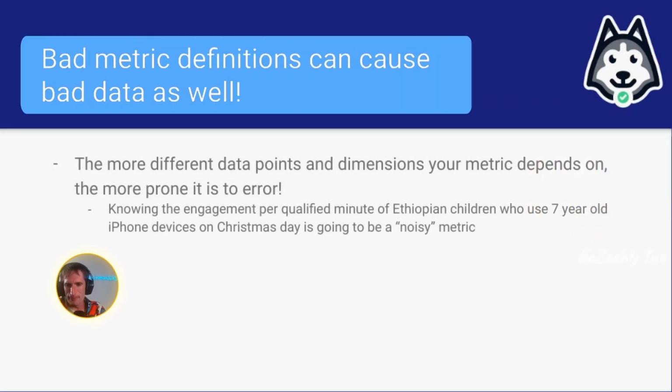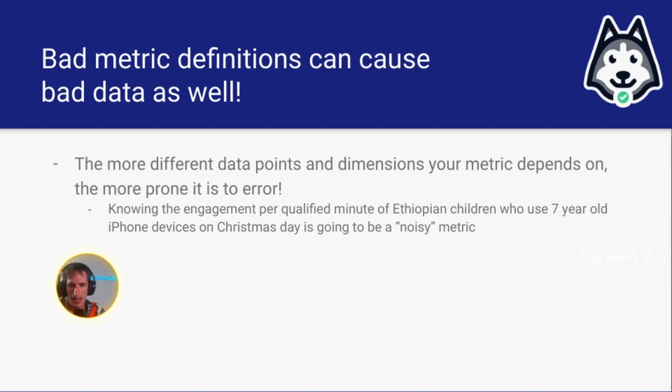So if you have a bad metric definition or you filter down too far, things get noisy. They get very noisy, and you can't do data quality on metric definitions that are too narrow because you get to a point where normality doesn't exist anymore. So, my comical one here is knowing the engagement per qualified minute of Ethiopian children who use 7-year-old iPhone devices on Christmas Day is going to be a noisy metric, right? Because that's a lot of cuts.